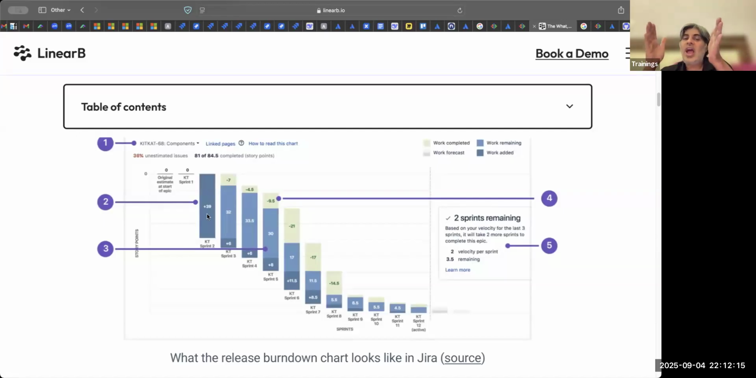So let us say I have 2 features to do. And we are going to move these 2 features into production after 3 months. So this is a 3-month release.